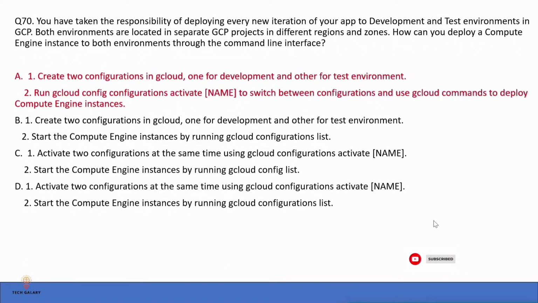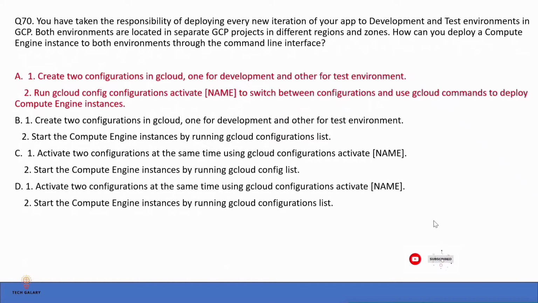Option B, create two configurations in gcloud, one for development, another for test environment. Start the compute engine instance by running gcloud configuration list. gcloud configuration list will list only the configuration details, but it will not allow to switch between the configurations. So this option is not correct. Option C, activate two configurations at the same time using gcloud configurations activate. Start the compute engine instance by running gcloud config lists. This option is not correct because we will not be able to activate the two configurations at the same time. So this is not possible. So this option is not correct.